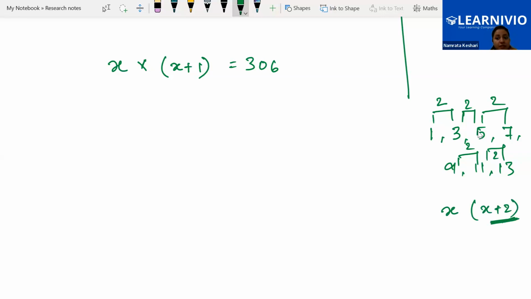This 2 doesn't represent that we are talking about even numbers. No, we are not talking about even numbers. We are talking about the gap between consecutive numbers. If it is integers, there is a gap of 1. If it is even numbers or odd numbers, there is a gap of 2. So now the question is, in the even number case, are we going to take x and x plus 2? And in the odd number case also, are we going to take x and x plus 2 only? Yes. Okay.